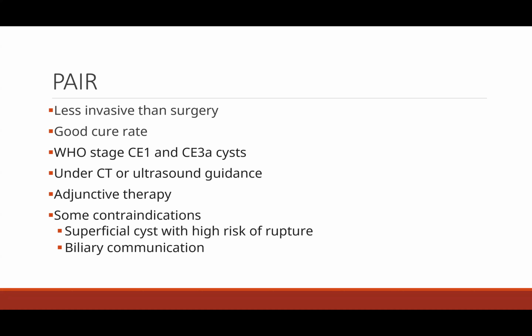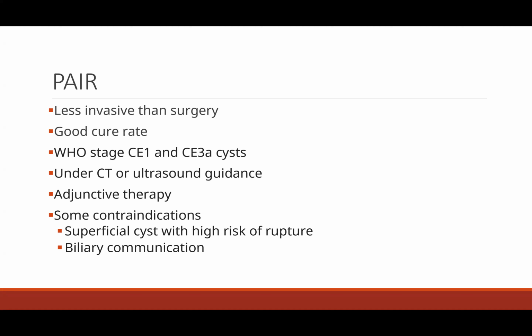It may also be used for treatment following relapse of CE1 or CE3A cysts that were previously managed by medical therapy alone, or for treatment following relapse after surgery. And PAIR is usually performed with guidance from ultrasound or CT. What happens is the cyst is punctured, you aspirate fluid and you evaluate the fluid for protoscolices. And then you inject a protoscolocidal agent.